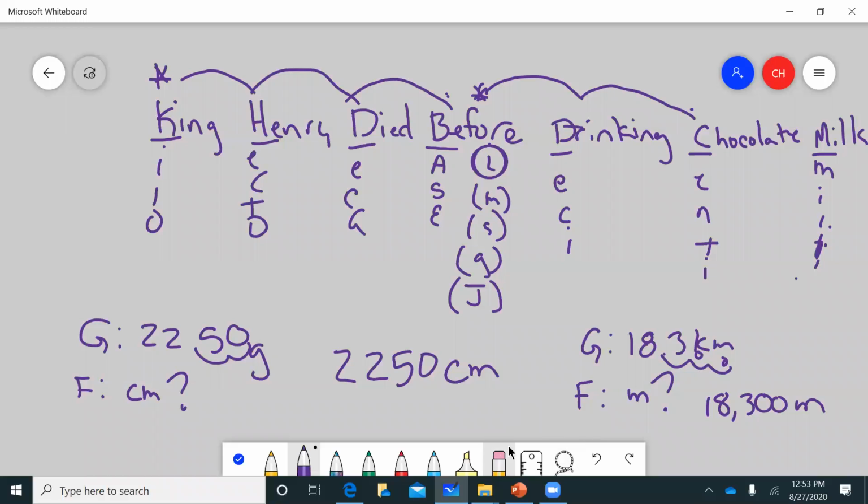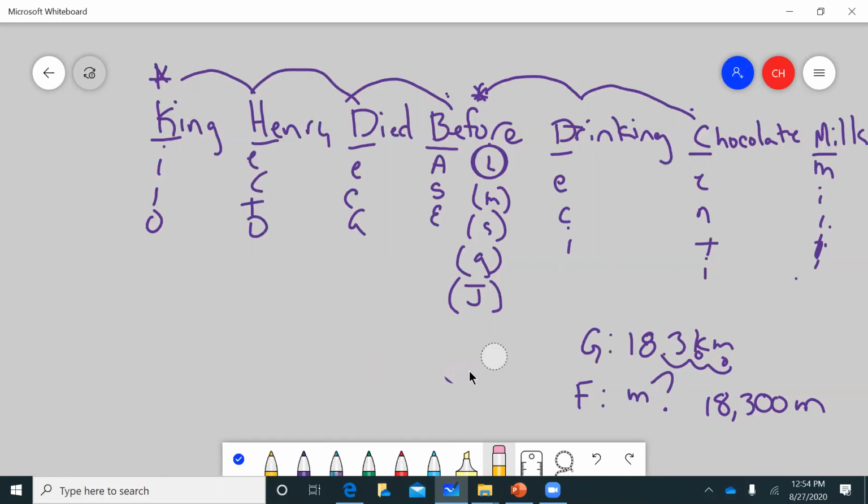This works going in the other direction as well. So if we're going from something that is smaller to something that is bigger, let's say I have 41,200 centimeters, and I want to know what that is in reference to a kilometer.